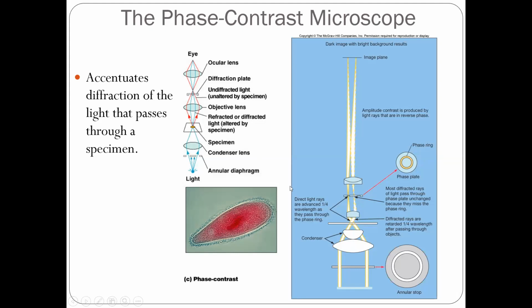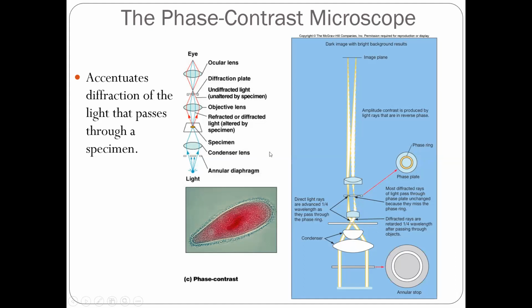Okay, phase contrast microscope. The tricky thing here is the phase ring. Because of the phase ring, the light passing through the specimen will be either 1/4 wavelength ahead or 1/4 behind. So the specimen will show up, because the light will be different compared to when you do not have a phase ring.